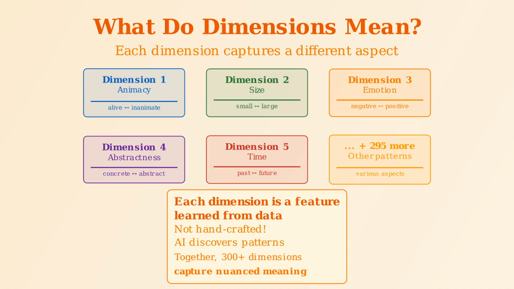The beautiful part: these aren't handcrafted features. AI discovers them automatically by learning from data. No human programs what dimension 47 should mean. The model learns that certain patterns are useful for prediction. Together, these hundreds of dimensions form a rich representation that captures nuanced meaning. It's emergent intelligence from mathematical optimization.